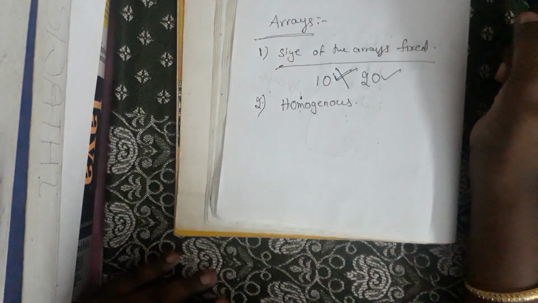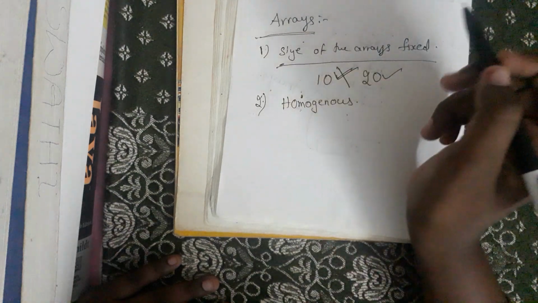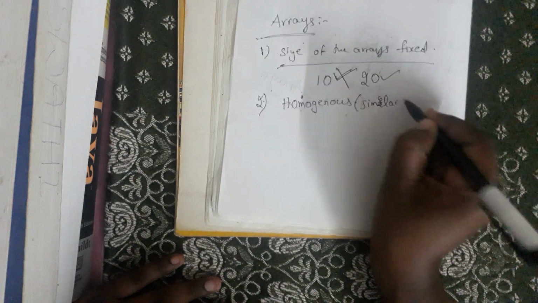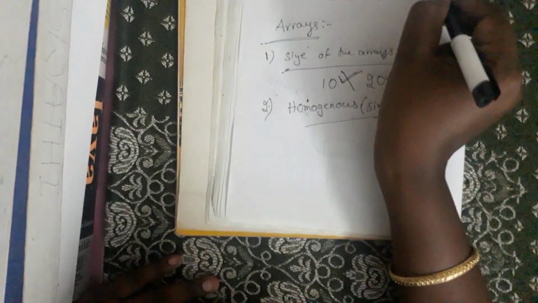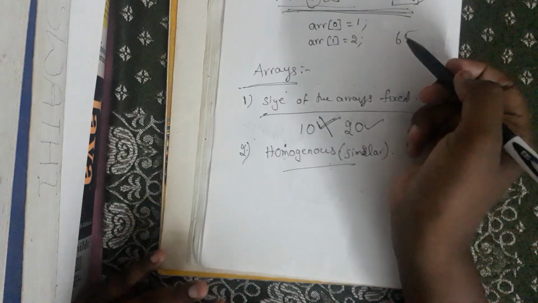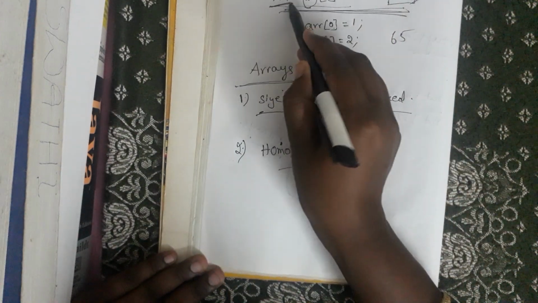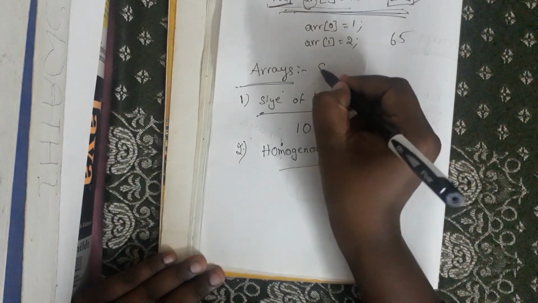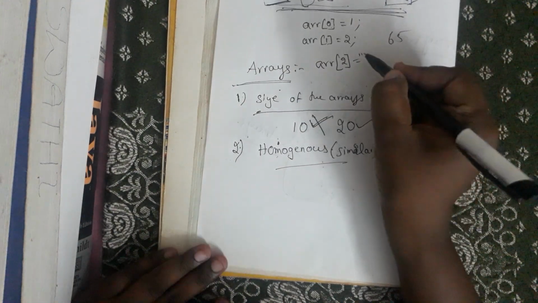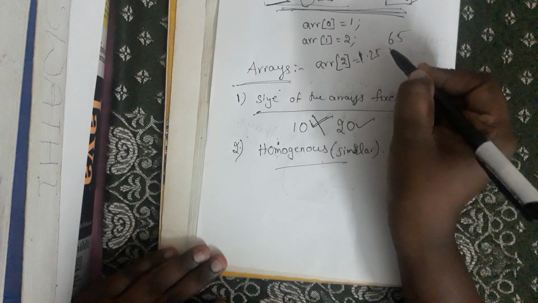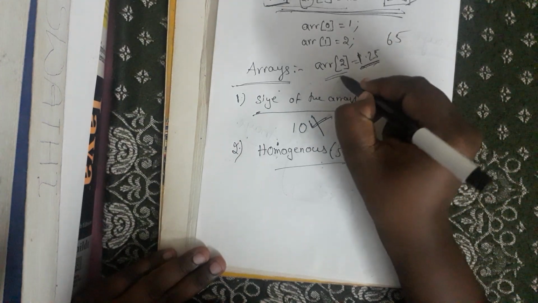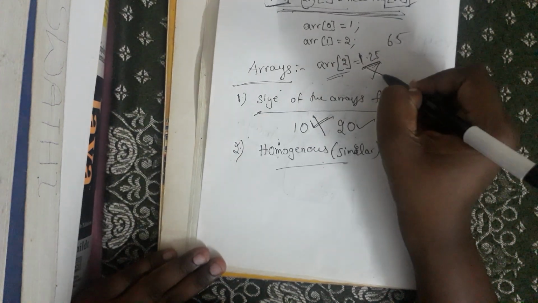Homogeneous. What are homogeneous data elements? Using arrays, we can store only similar data elements. Suppose I have declared an integer array. That means inside this ARR array, I can only store elements of integer type. Suppose I try to store, in ARR of 2, something other than an integer, like 1.25. What is this? It is a float number. If I try to store a float number into an integer array, it will lead to errors.